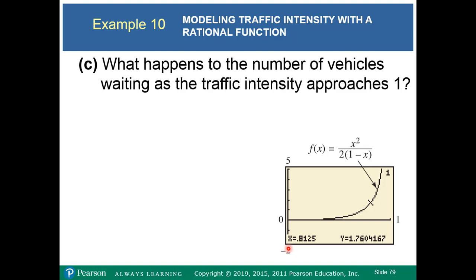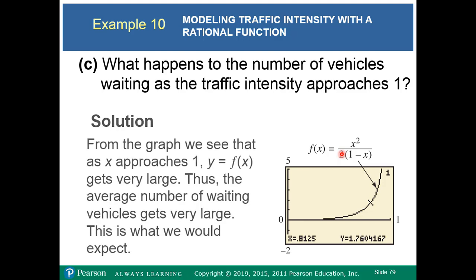What happens to the number of vehicles waiting as the traffic intensity approaches 1? Well, if you look at the graph of the function, as x approaches 1, this denominator is getting smaller and smaller and approaches 0, which means this thing is going off to positive infinity as you approach 1. Thus, the average number of waiting vehicles gets very large as the intensity gets closer to 1.